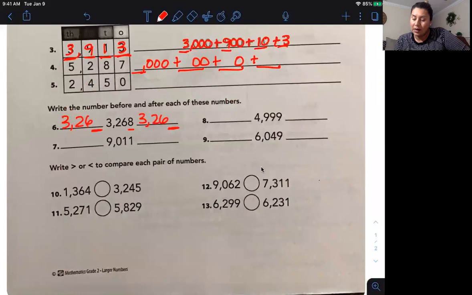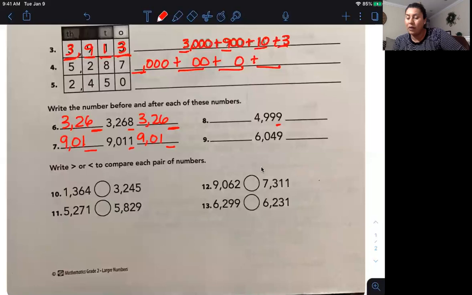Good. Now you're doing the same thing for here. 9,011 is this number. And what comes before 11? Write it. What comes after 11? Write it. Do the next one. Well, this one, they're trying to trick you.